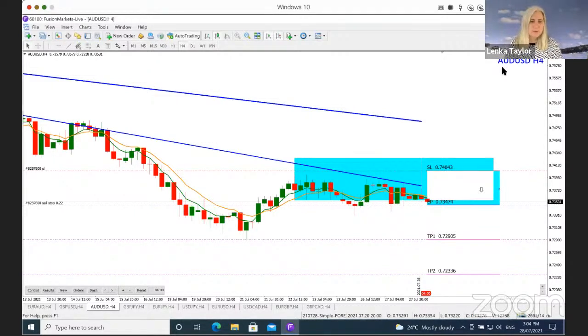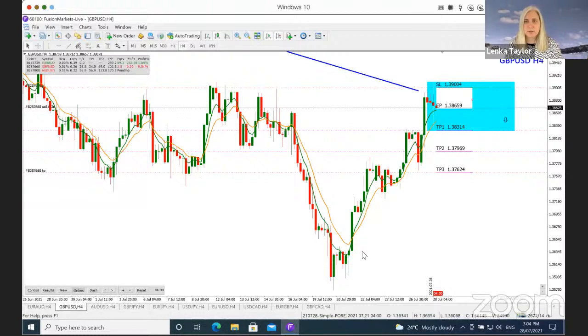All right, GBP USD. Let's have a look at those levels again in case you missed it. So GBP USD, and the levels are there. Entry at 1.38659. Stop loss 139004. And I've got leveled profit targets in case you want to take some profit out as you go along, but the final profit target is at 1.37624.